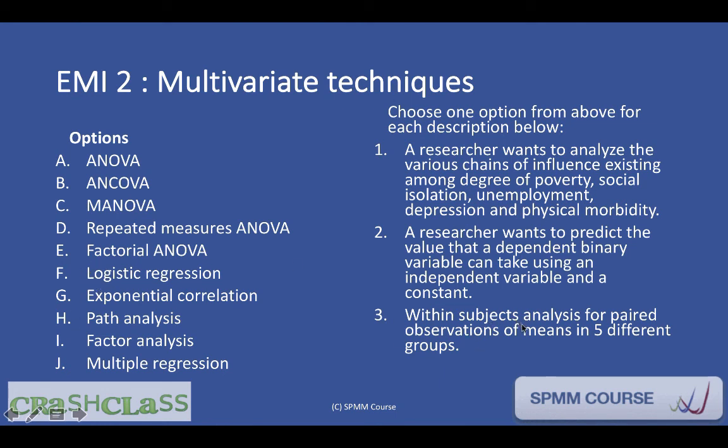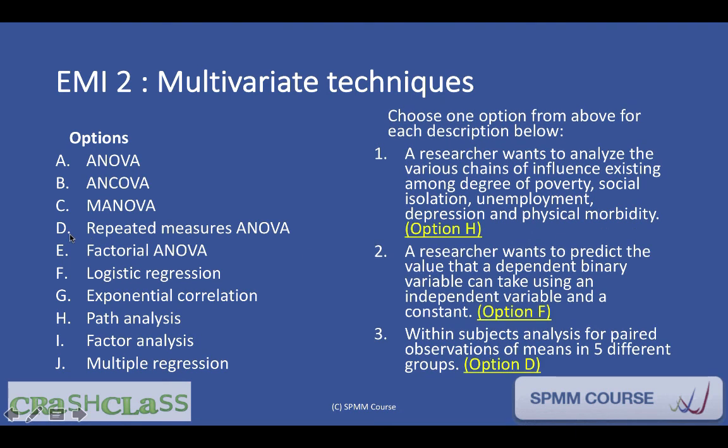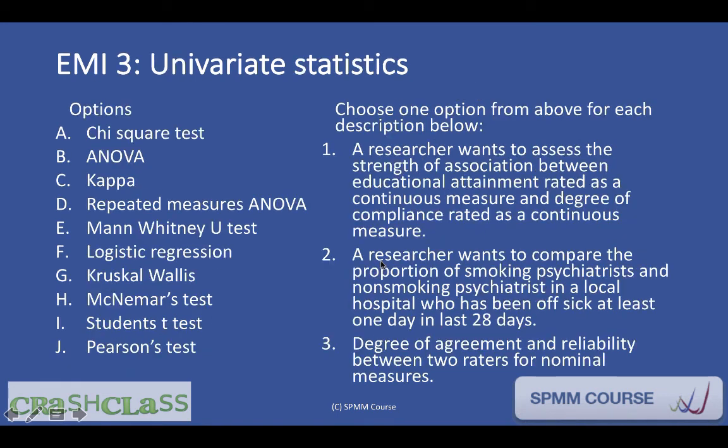Within subject analysis for paired observation. So it's paired observation of mean. So mean value in 5 different groups. So let's assume we have one variable. We have 5 groups. What would you choose? Some kind of ANOVA, but it's a repeated measure ANOVA. So you'll choose D, repeated measure ANOVA, because it's the paired observation. Okay. So option D for the last one. Option F, logistic regression for second one. And option H, path analysis for the first one.